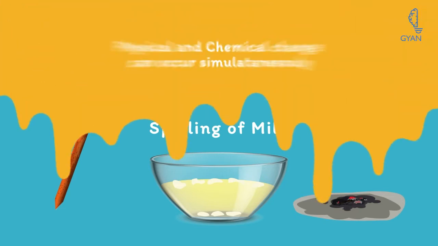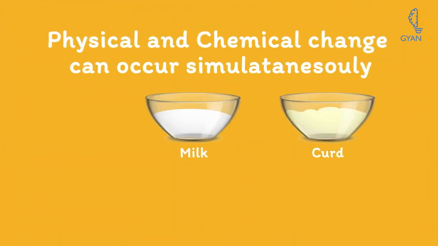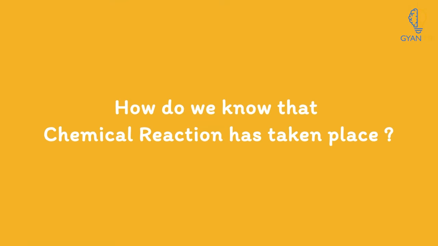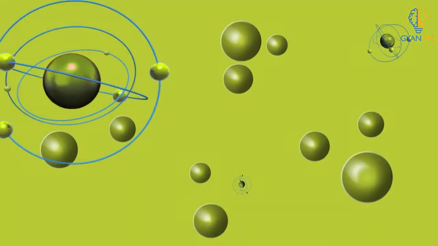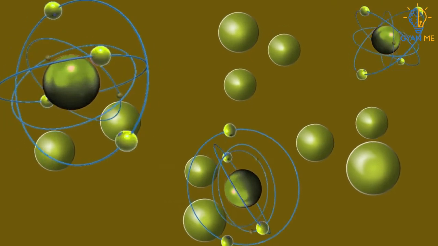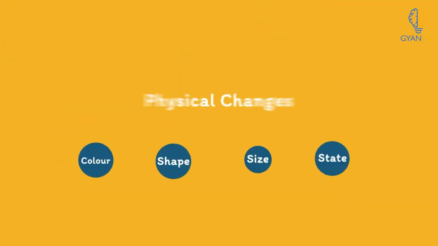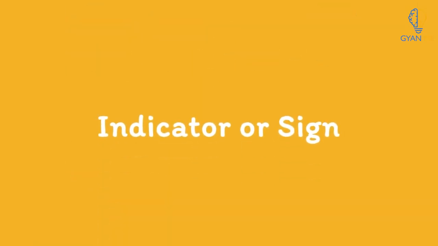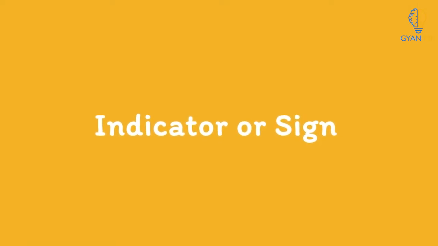We also saw that physical and chemical changes occur simultaneously. But our question was, how do we know that chemical reaction has taken place? Understand that chemical changes occurring in any reaction are at atomic level, so we cannot see them. So we came to know about them by physical changes. These physical changes are indicators or sign of chemical reaction. What are these? Let's see. For this, we will have to do certain experiments.